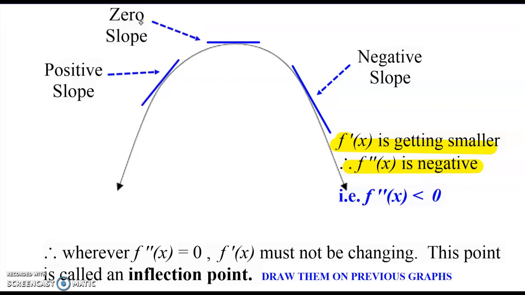Now, we also talk about inflection points. On the first derivative, we talk about the point where increasing changes to decreasing or decreasing changes to increasing. We call that the critical point. When we're taking a second derivative, so read on the bottom here, wherever the second derivative of x is equal to 0, then the derivative of the first derivative must not be changing. It's a constant. This point is called an inflection point. We're going to draw them on where the derivative is constant.